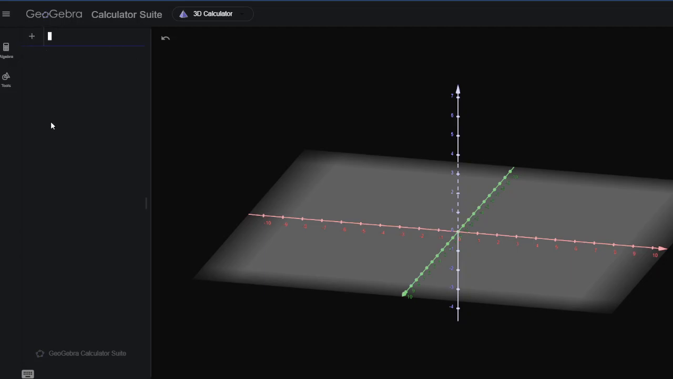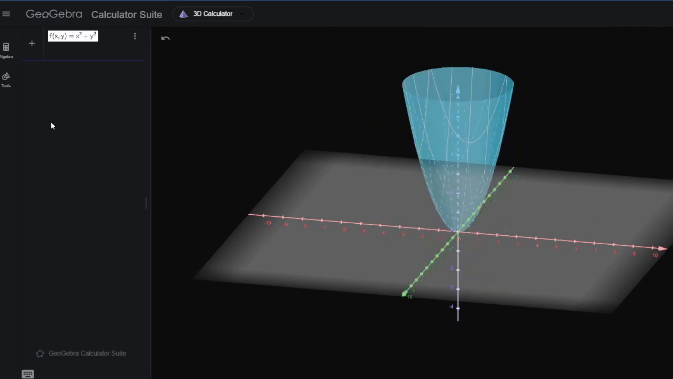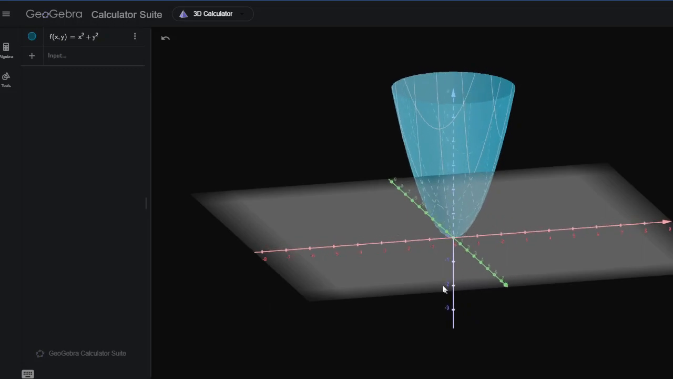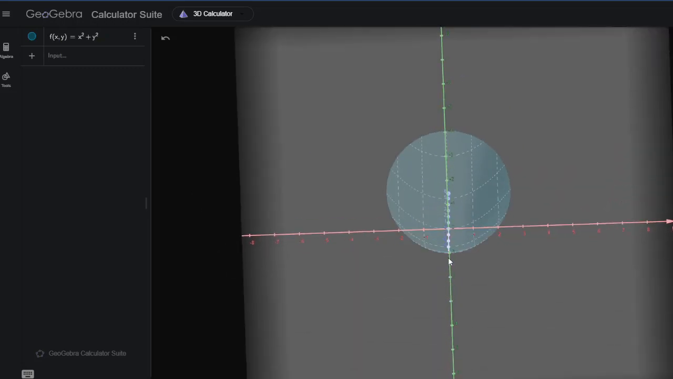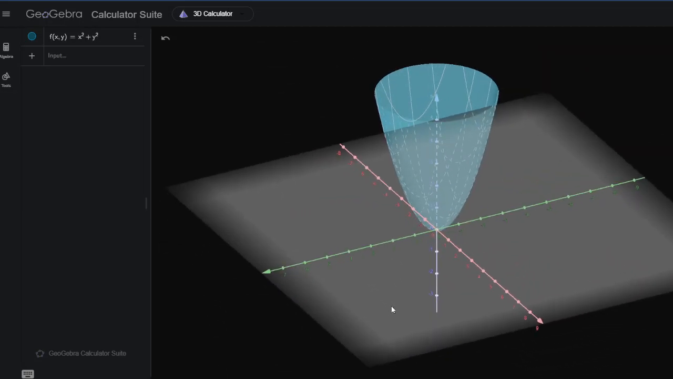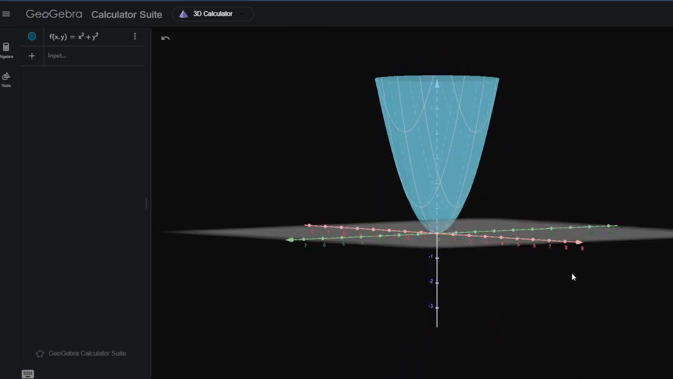But anyway, here we can define a function. So let's say f equals x squared plus y squared. Okay, so that very first function we looked at. So this is what it looks like here. You can rotate it around, look at it from the top. So it has that same parabola shape as we saw before. We did look at this function before on the other calculator.